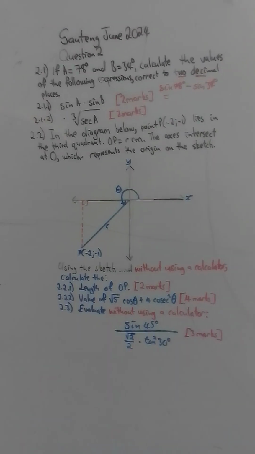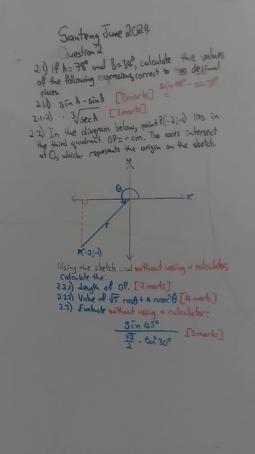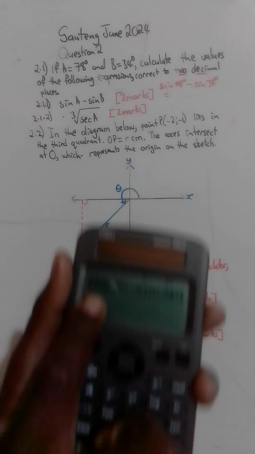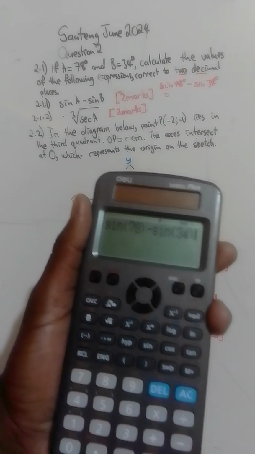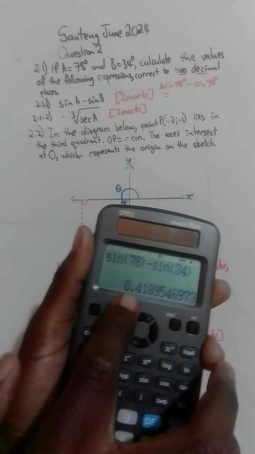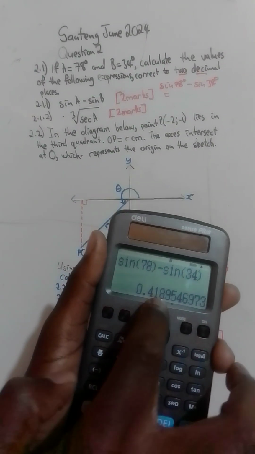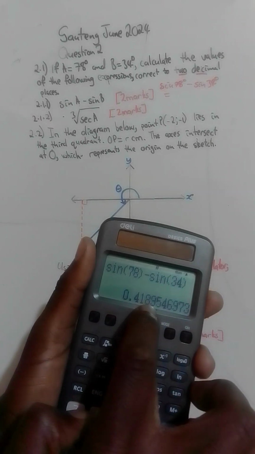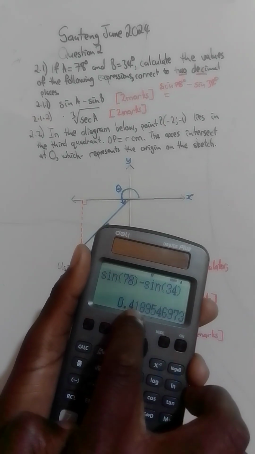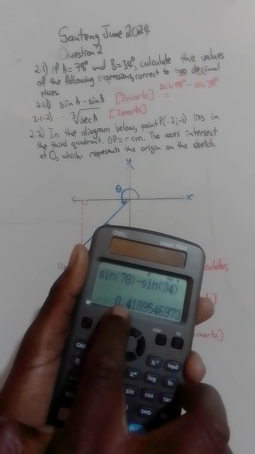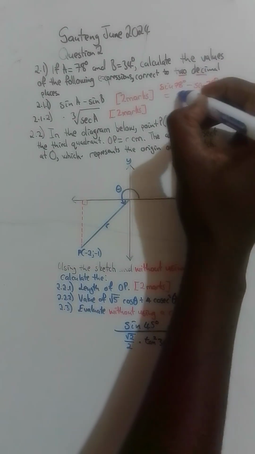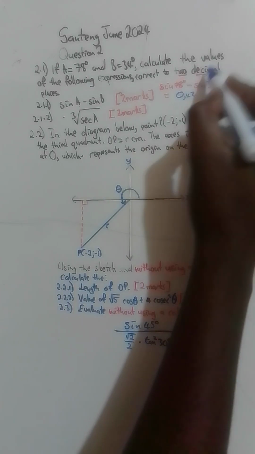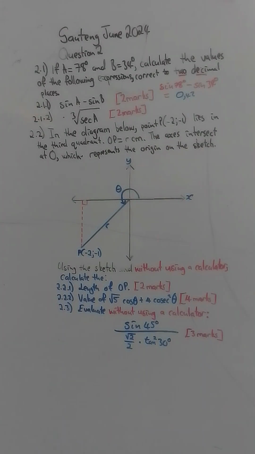So I go to my calculator and press sin 78 minus sin 34, which is equal to, I get 0.418. I look at this third decimal number, it's above 4, which means I add 1. So my final answer is 0.42. 0.42 is my final answer, because they said I must round off to 2 decimal places.